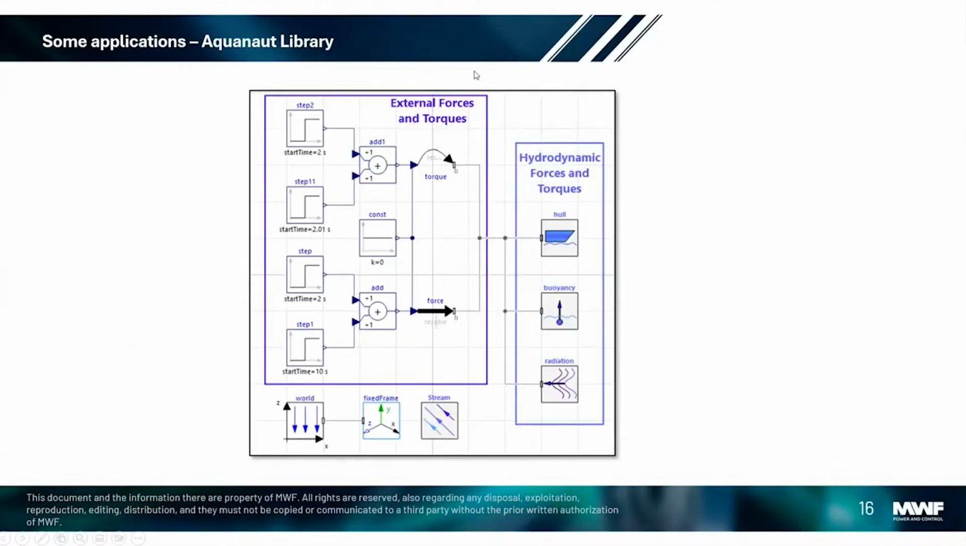This is how it looks. These components here at the right side are a hull, buoyancy forces, radiation induced forces, and ocean currents in this block here called stream. And just like in the previous libraries, it is 100% compatible with the multi-body library. It allows one to run simulations and verify everything visually, just like those animations that I presented before. And it is very interesting to see.